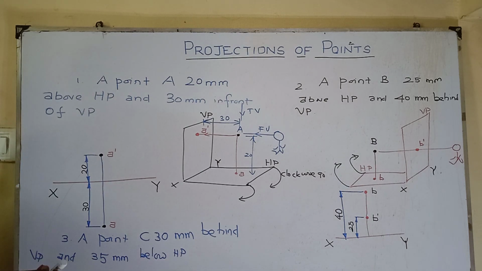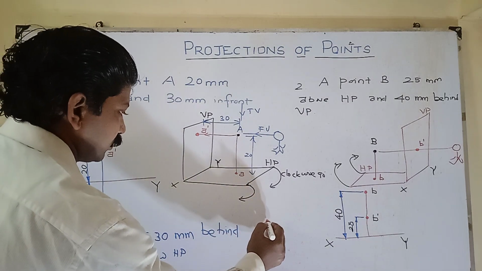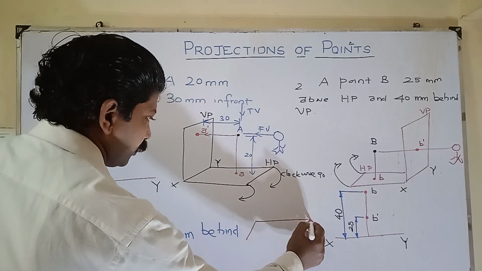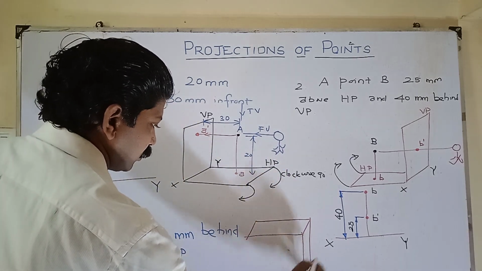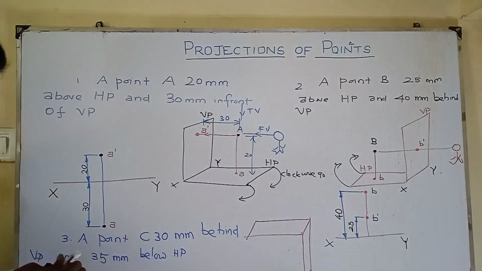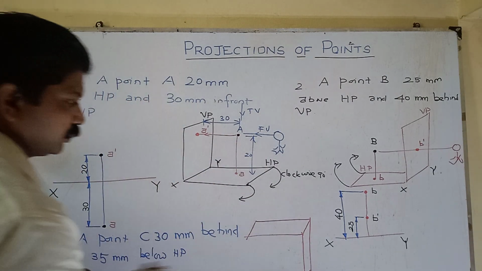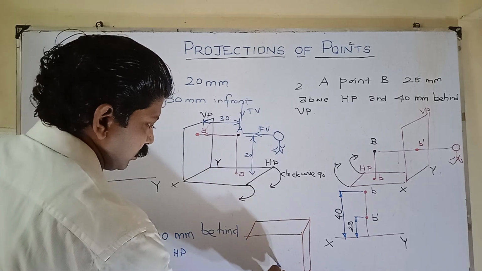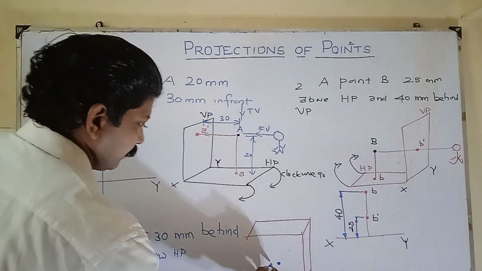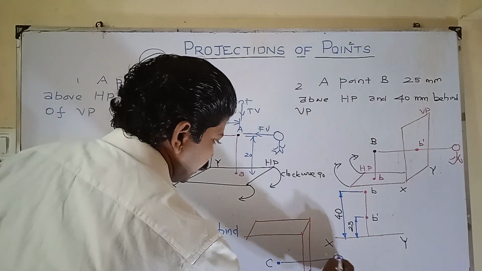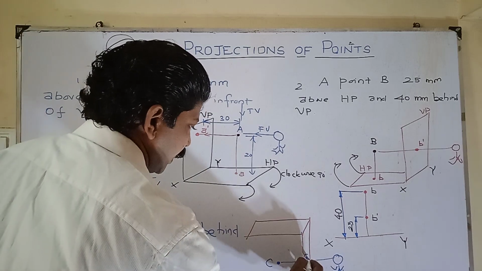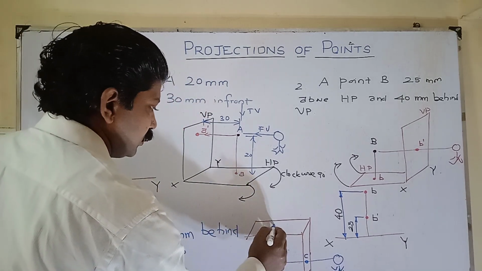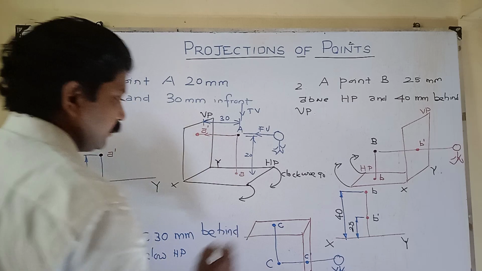So third quadrant. Behind and below means third quadrant. So imagine the third quadrant. Object C is 30 mm behind, 35 below. The observer is always placed on the right side of the object. So front view on the vertical plane, c dash. Top view on the horizontal plane, c.